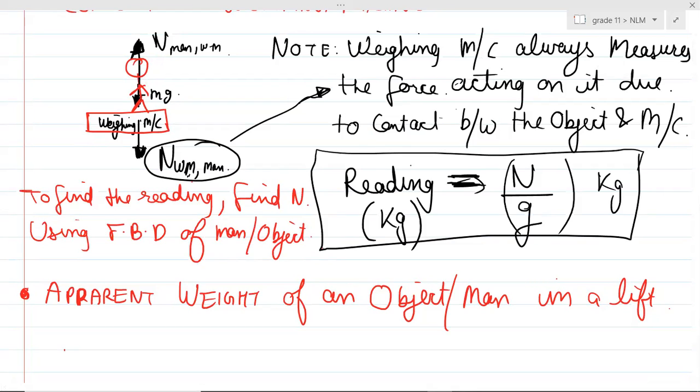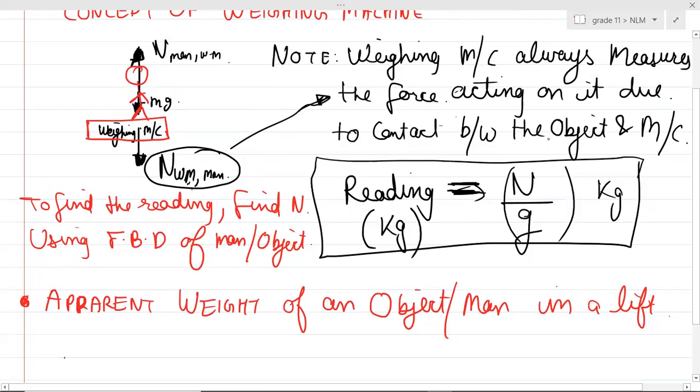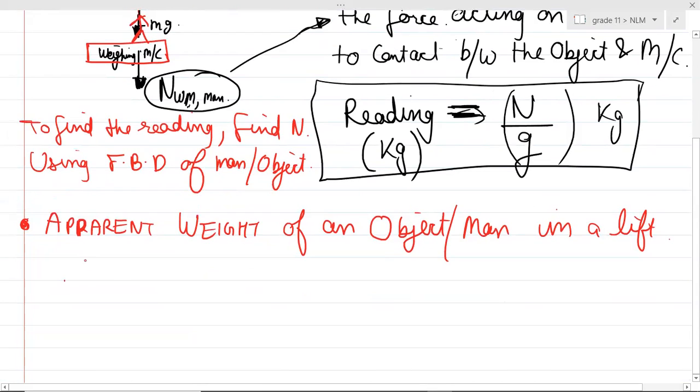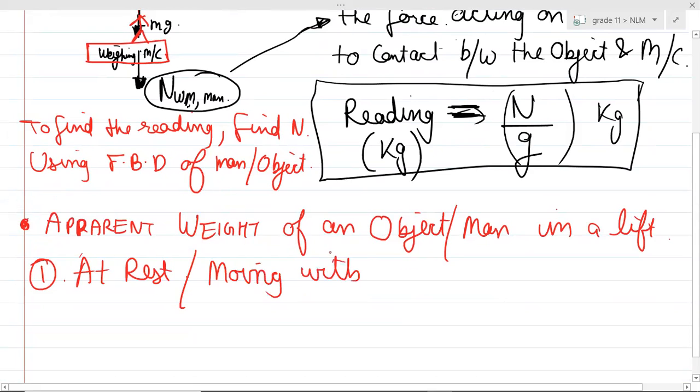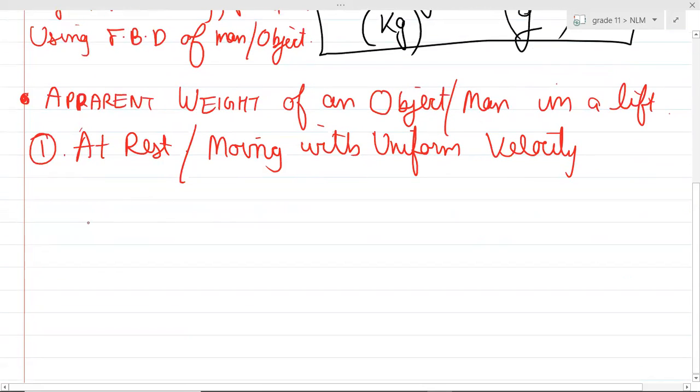Okay guys, shall we start? Guys, did you write the heading? Did you write this note, concept of weighing machine? Yes, sir. Okay. So suppose first, the lift is initially at rest or it is moving with uniform velocity. See, please remember guys, if the lift is moving with uniform velocity, that implies that the forces are balanced, right?